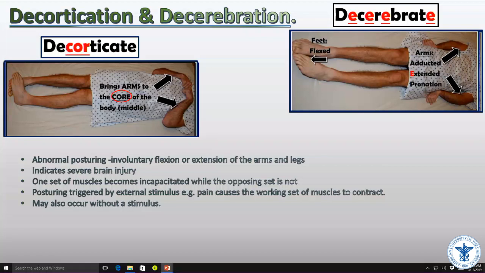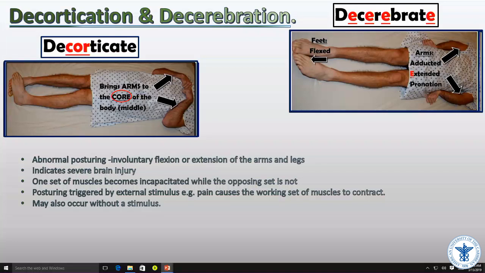Decerebrate posturing is supposed to be a little bit worse than decorticate because you have the rubrospinal effects taken off. So it's affecting the middle of the spinal cord. It's below the midbrain. That's what it means.